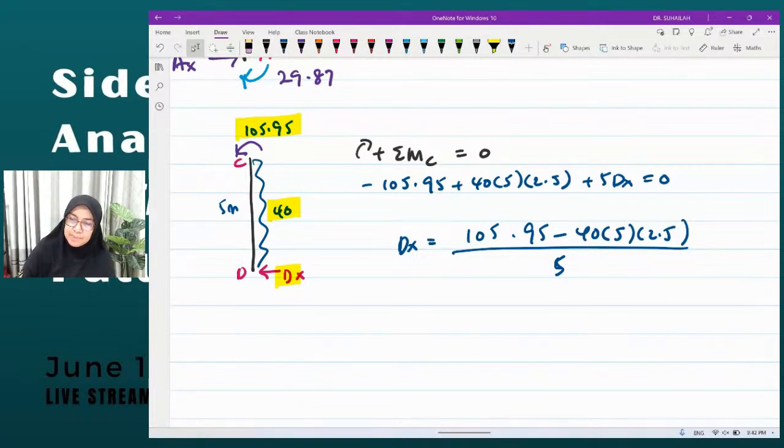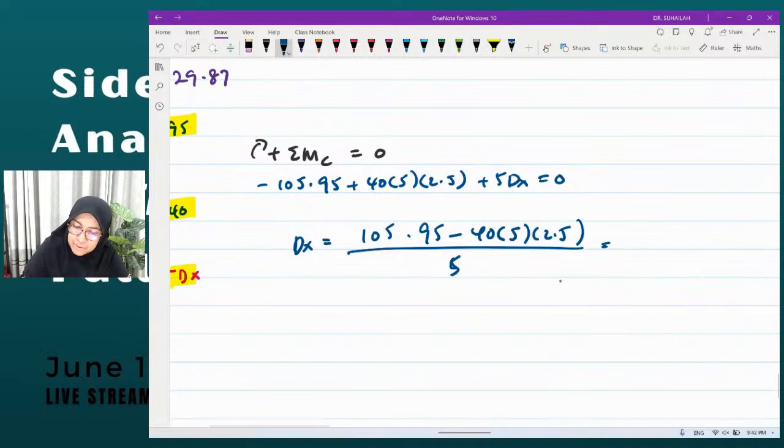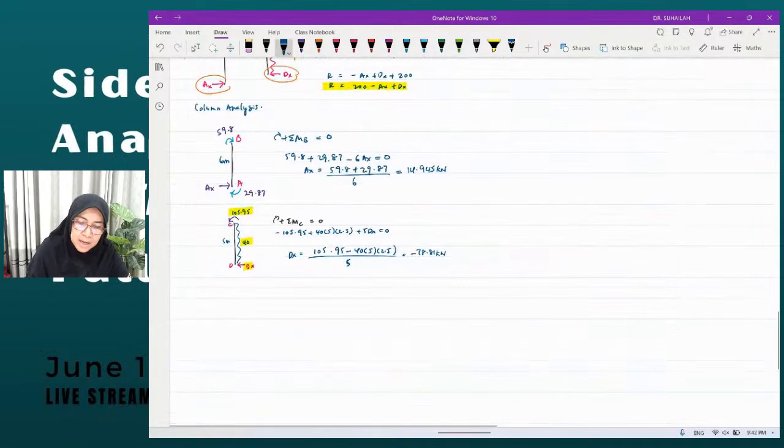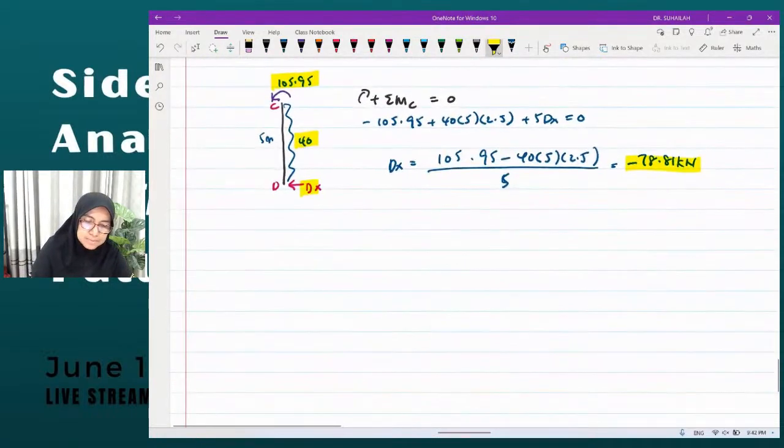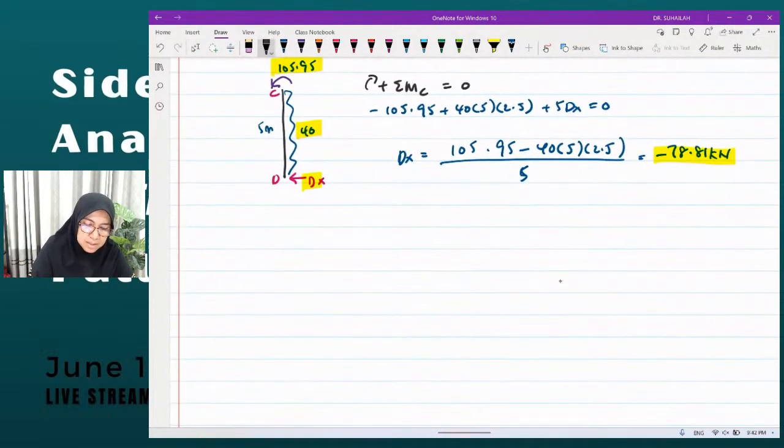This is static equilibrium to calculate AX and DX. DX is negative 78.81 kilonewton. This AX and DX, we substitute into the shear equation.